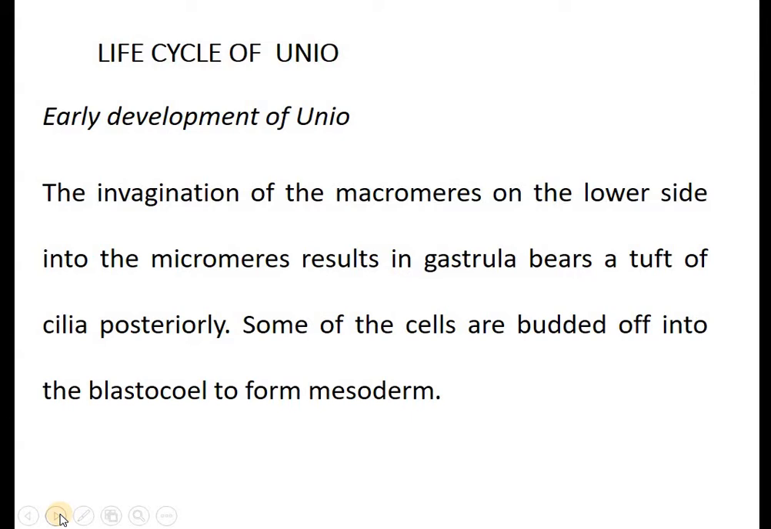So the invagination of the micromeres on the lower side into the macromeres results in the gastrula bearing the tuft of cilia posteriorly. Some of the cells are budded off into the blastocoel to form the mesoderm. So mesoderm is formed, as well as the gastrocoel or the archenteron, during the development.